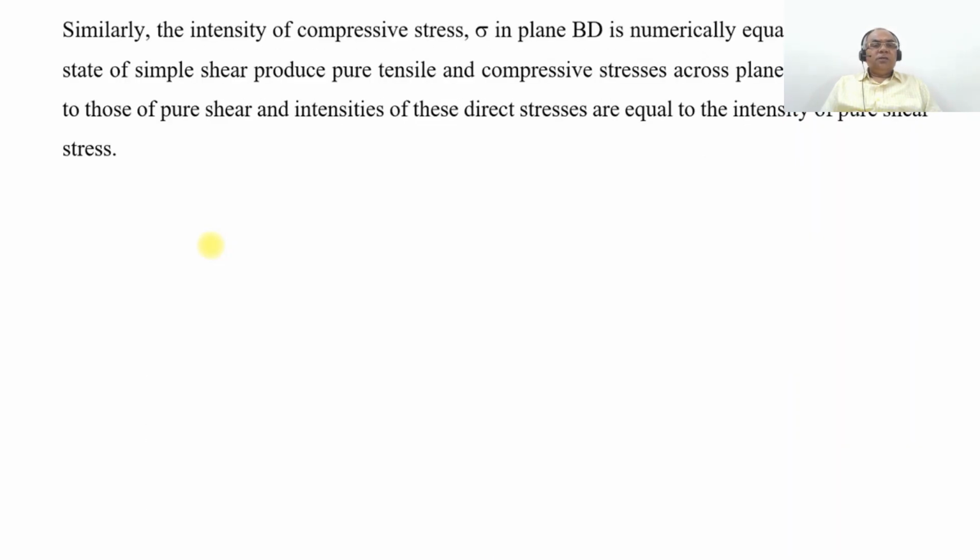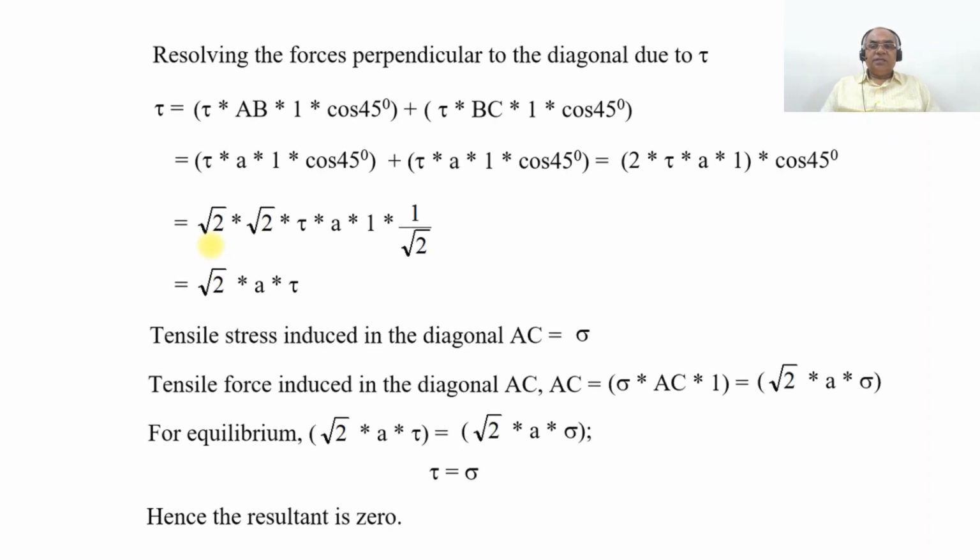Similarly, the intensity of compressive stress sigma in the plane BD is numerically equal to tau. Thus, a state of simple shear produces pure tensile or compressive stresses across planes inclined at an angle of 45 degrees to those of pure shear, and the intensities of these direct stresses are equal to the intensity of pure shear stress. So that is what we are going to get in this.